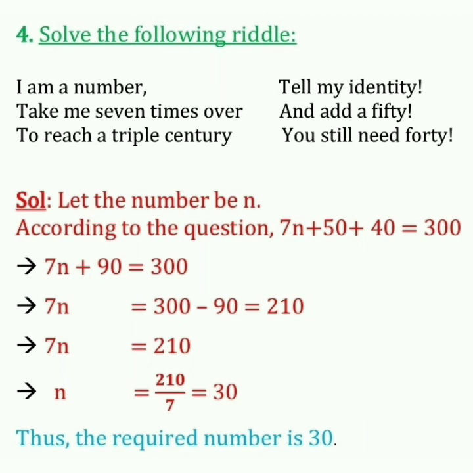Now simplify this. Therefore 7n plus 90 is equal to 300. Therefore 7n is equal to 300 minus 90 is equal to 210. Therefore n is equal to 210 upon 7 is equal to 30. Thus the required number is 30. Is it clear, everyone? Now chapter 4 is finished.